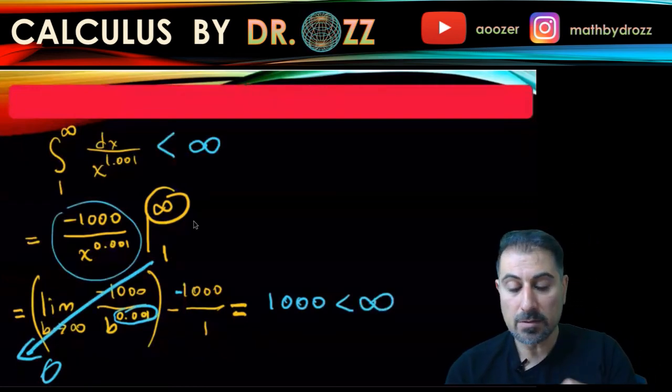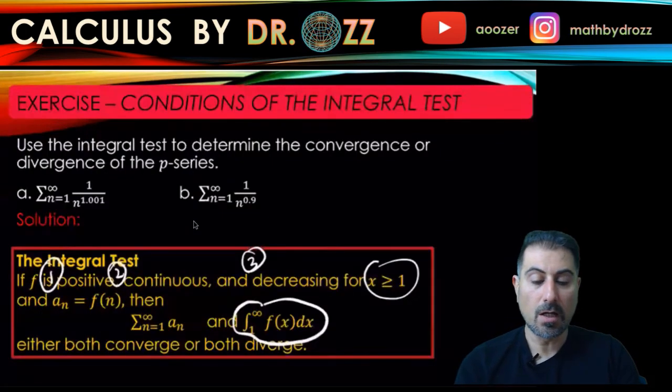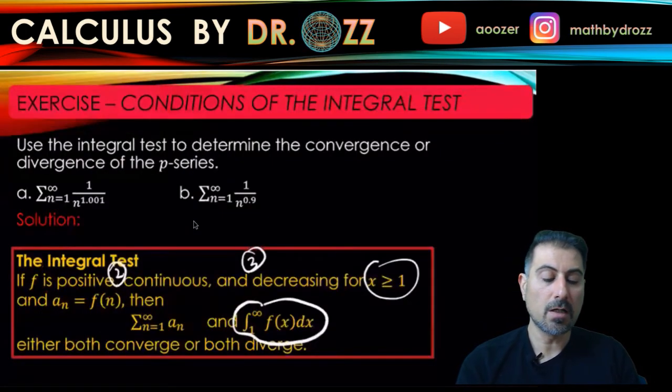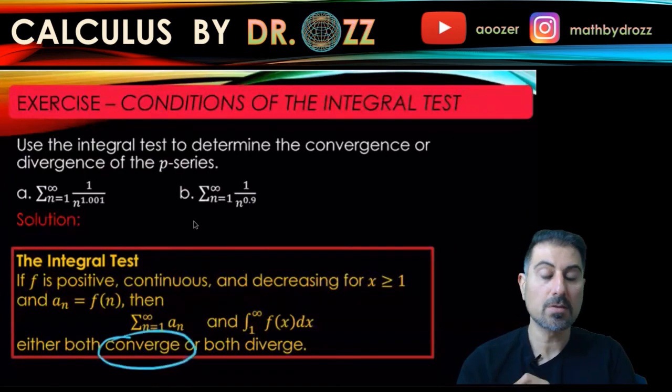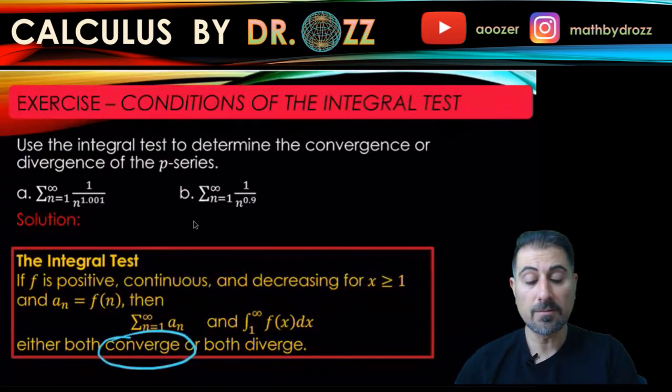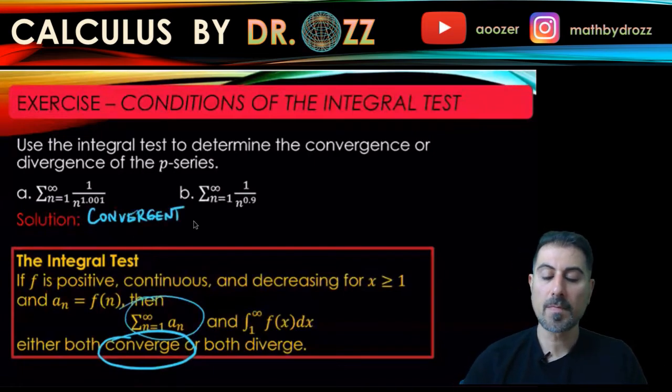And going back to this expression here, I can say this is convergent. Okay, so is the infinite series. So I can go ahead and write here that this series is convergent. That takes care of part A.